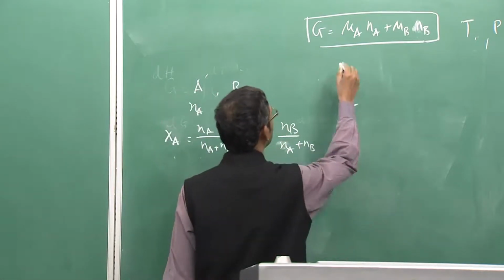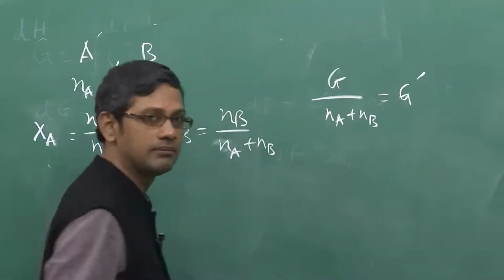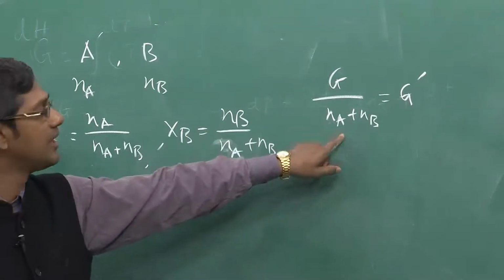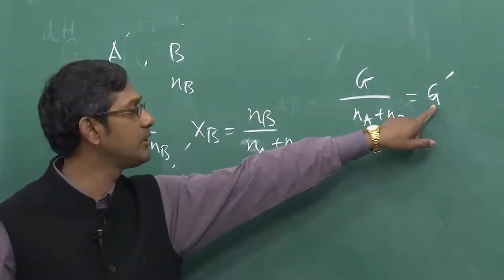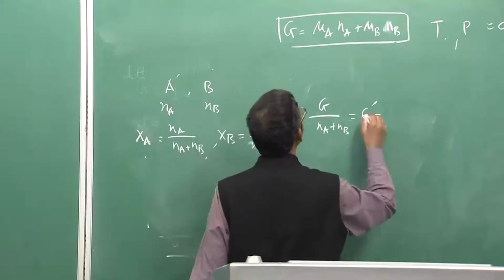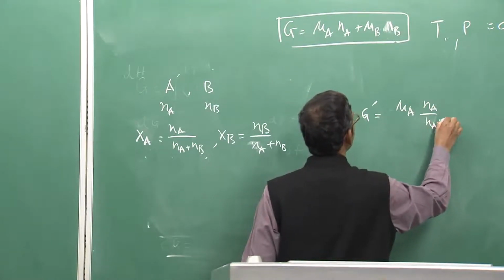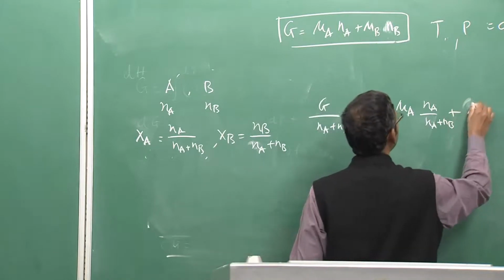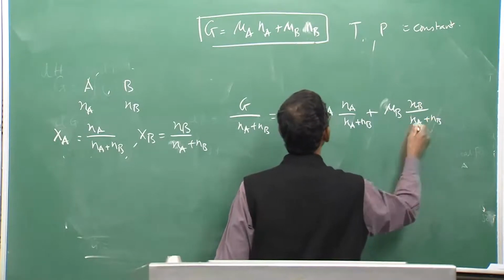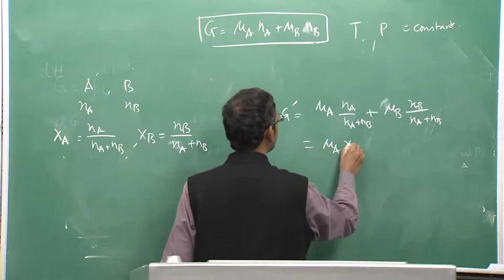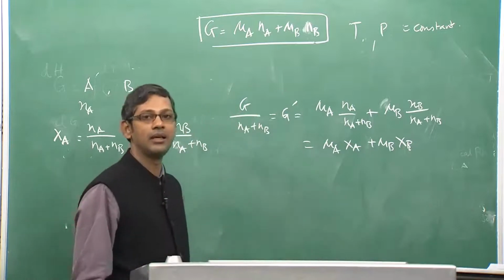If I divide G by Na plus Nb and call this G prime, that means this is on a per mole basis. This is total free energy; if I divide it by the total number of moles it becomes per mole basis. The free energy per mole, I put a prime to differentiate it, is equal to mu A times Na divided by Na plus Nb, plus mu B times Nb divided by Na plus Nb. That means it is equal to mu A Xa plus mu B Xb. Clear? I hope it is understood.